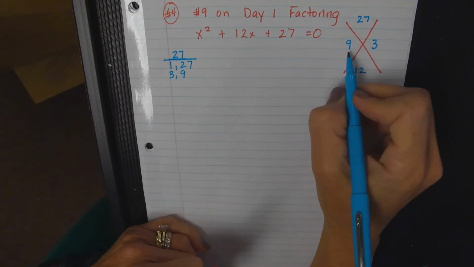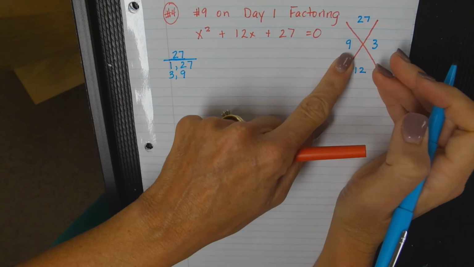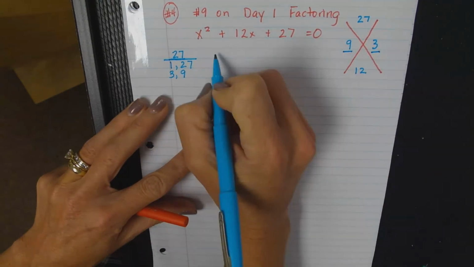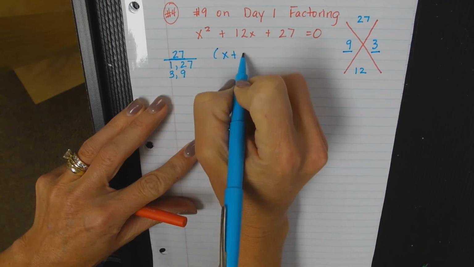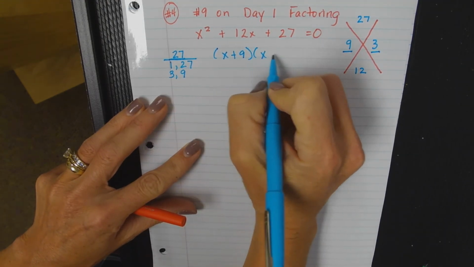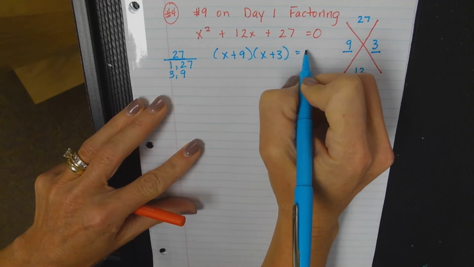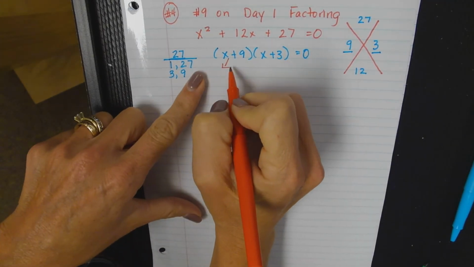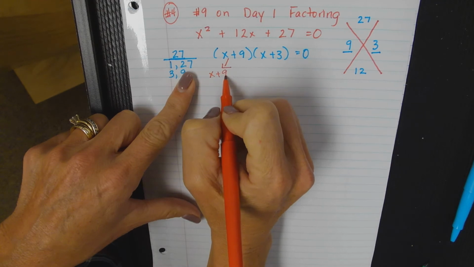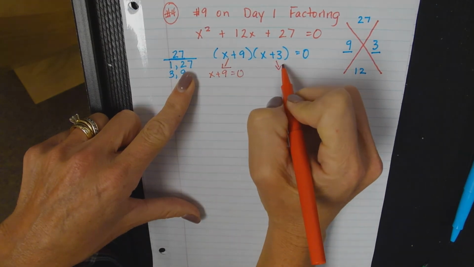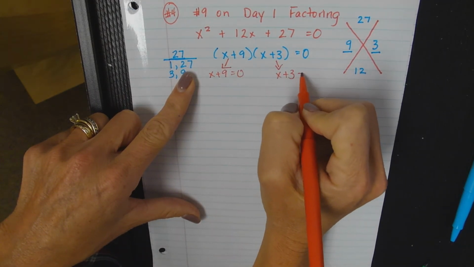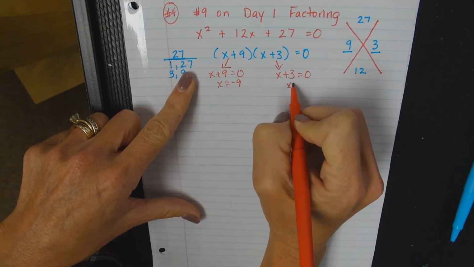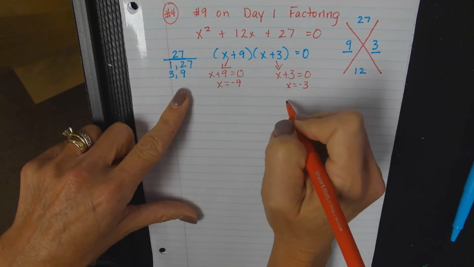So now, this is telling me what to write. From here, I take this number, and I say x plus 9, x plus 3, set it equal to 0. So I take this, x plus 9 equals 0, x plus 3 equals 0. -9, -3.